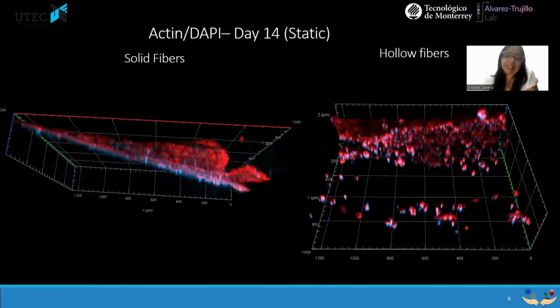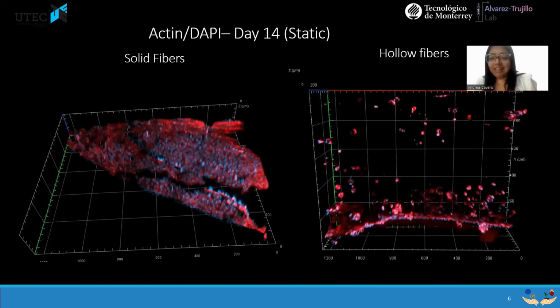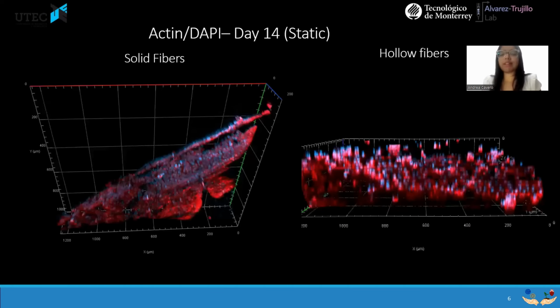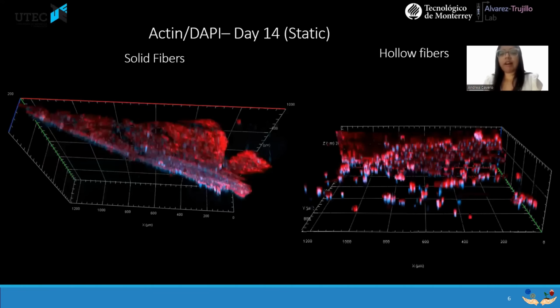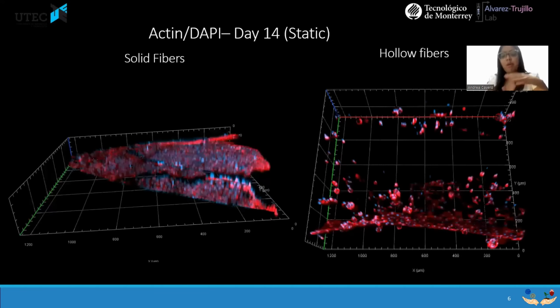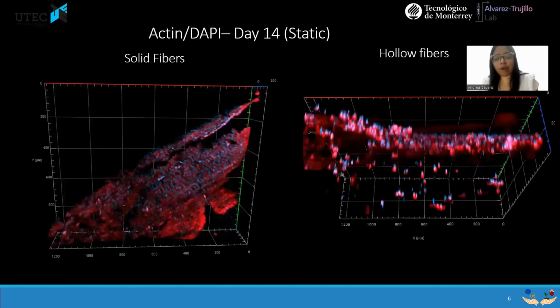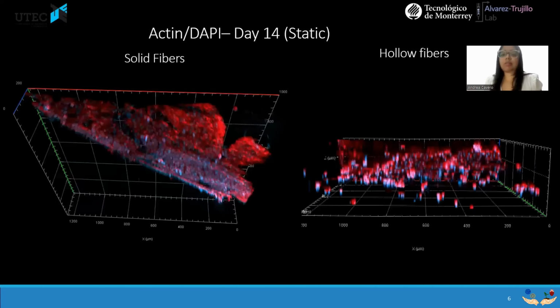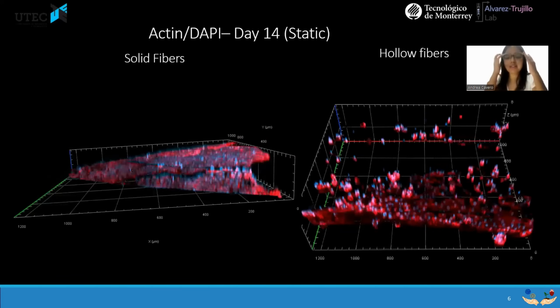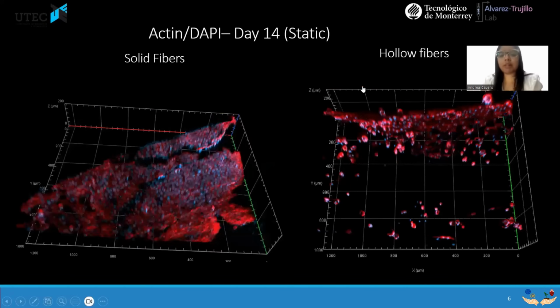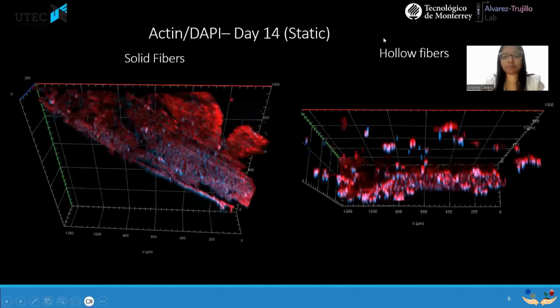However, and luckily for us, when we used reinforced hollow fibers, we could observe that the cells start to spread at least in a volumetric distribution of 400 micrometers, which is good because it is an indicator that we had a better mass transfer of nutrients.